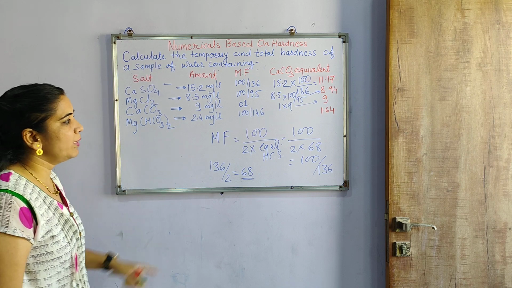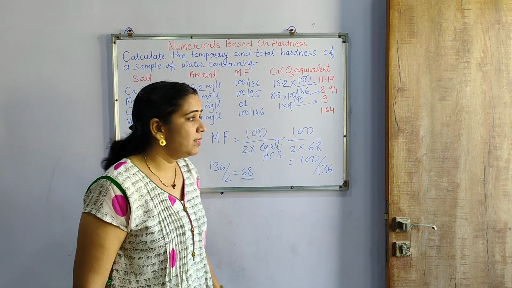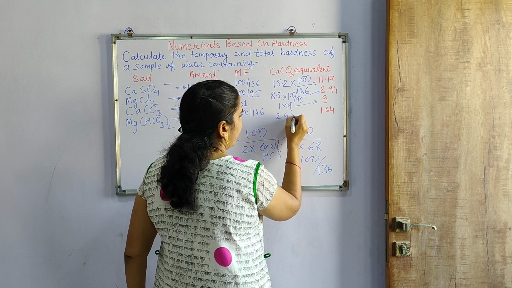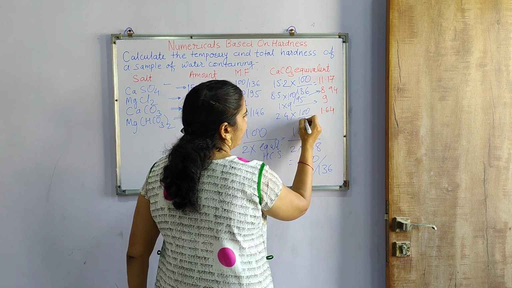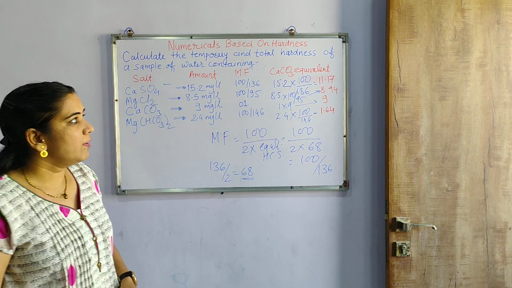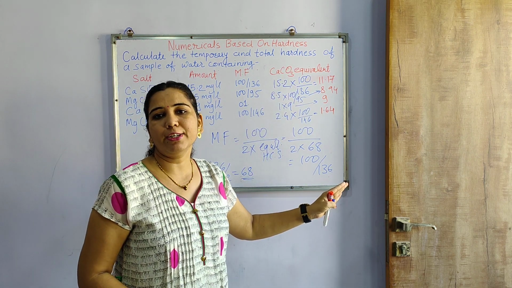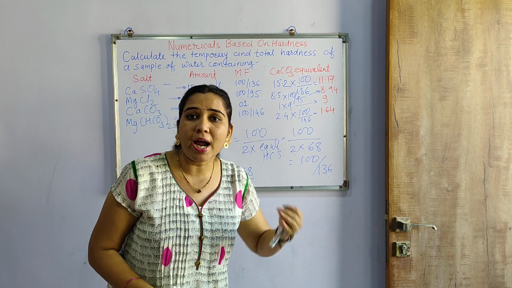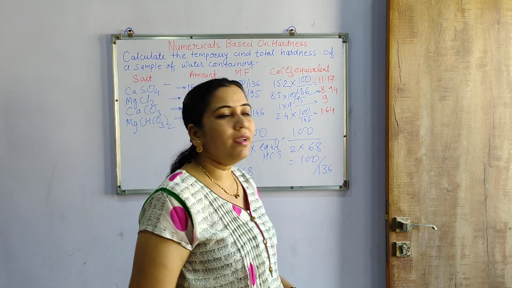Now Mg(HCO3)2, its amount is 2.4 milligrams per liter. So 2.4 into 100 upon 146. So it is somewhat 1.64. So in this way we have calculated the CaCO3 equivalent of each salt. Now we just have to add them to get the total hardness.